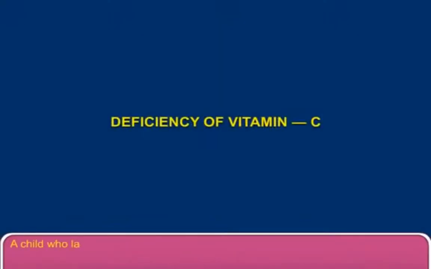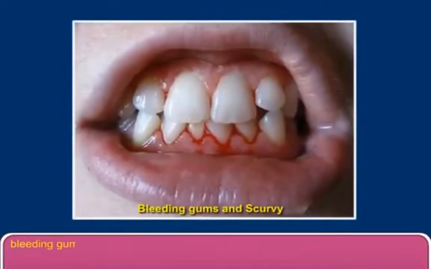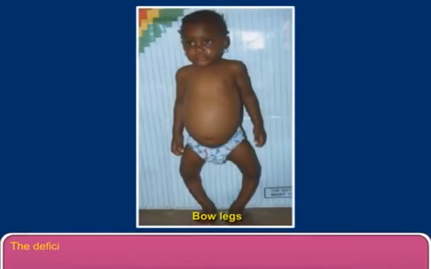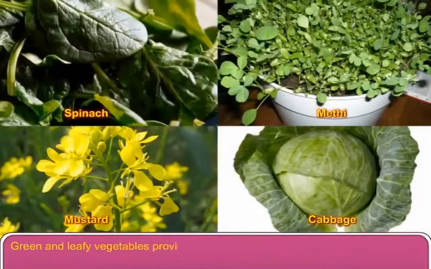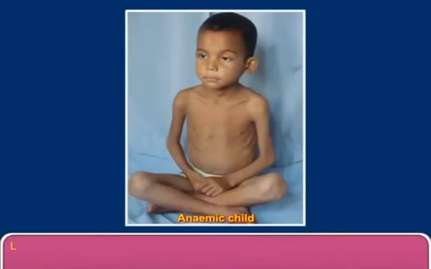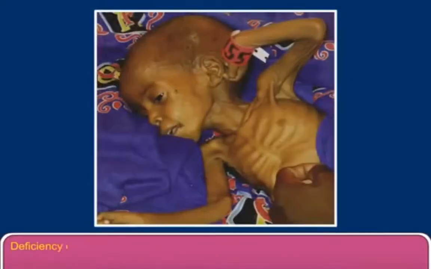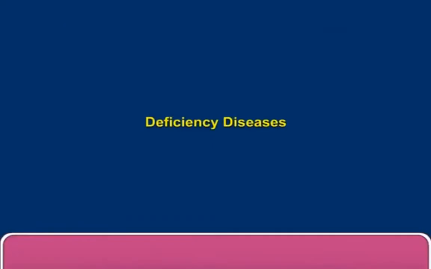A child who lacks vitamin C in his or her food suffers from bleeding gums and scurvy. The deficiency of vitamin D causes deformities in the bones and results in bowed legs. A disease called rickets also occurs due to the deficiency of vitamin D. Green and leafy vegetables provide various minerals to us. Lack of iron in our diet causes anemia. Deficiency of calcium results in weakening of bones and teeth.